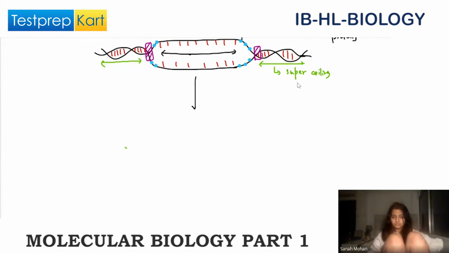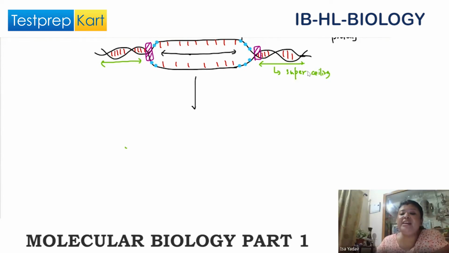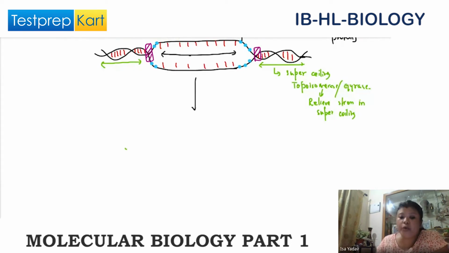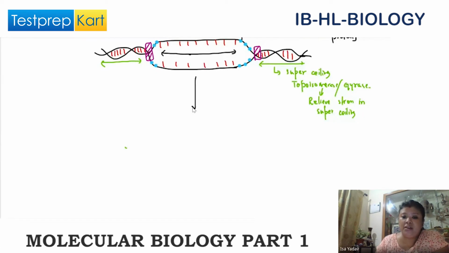Okay, so we have enzymes that will release this stress. We have topoisomerase or gyrase. This will relieve the stress in supercoiling. I'll write here: relieve stress in supercoiling. This point is clear? Okay. Now let's see the diagram below.